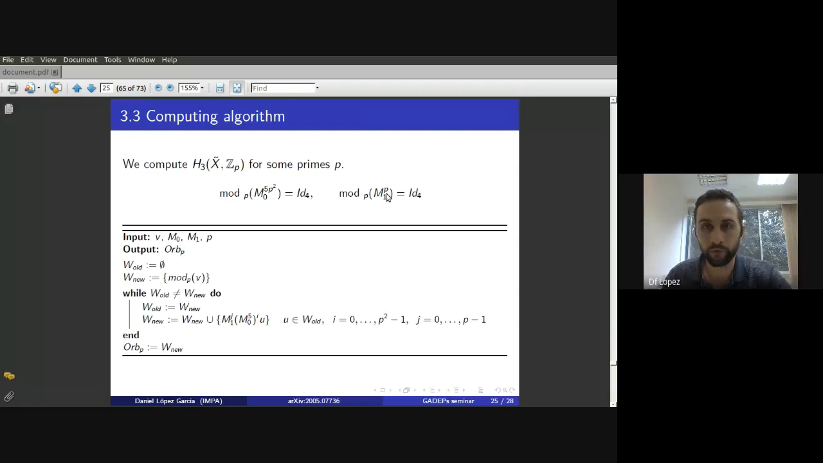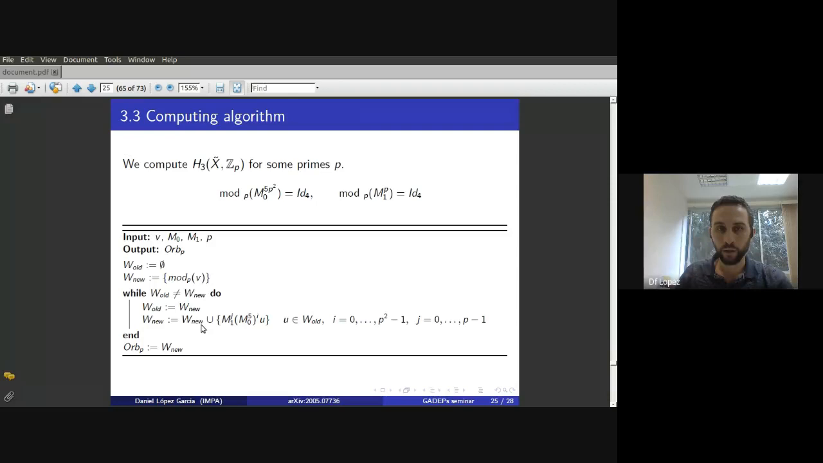So I have an algorithm to compute the orbit, and this is the algorithm. Let me explain it. V could be the vector delta 2 or the vector delta 4. M0 and N1 are the previous matrices. M0 could be the general matrix with the values D and K. And p is some prime number. The output of the algorithm is the orbit of the vector V modulo p. We use two auxiliary lists of vectors, W old and W new, and we initialize W old with the empty set and W new with the vector V modulo p.